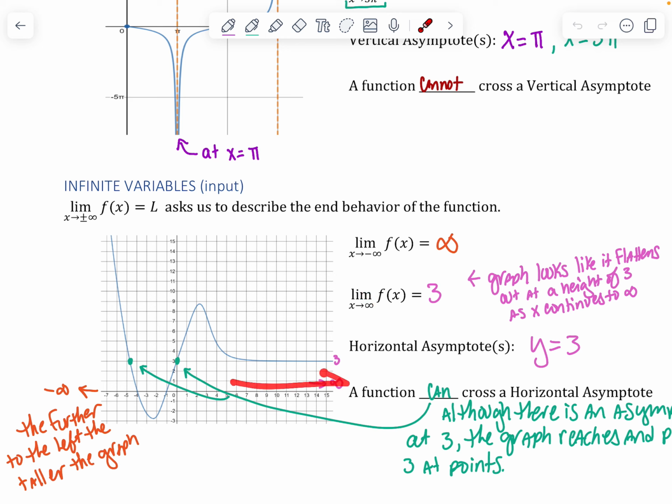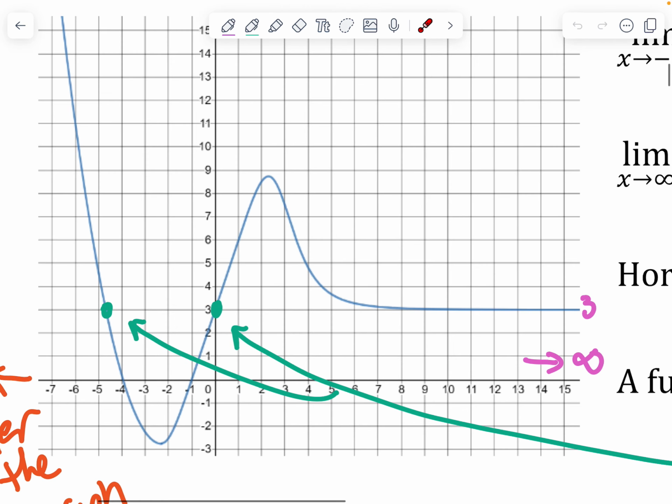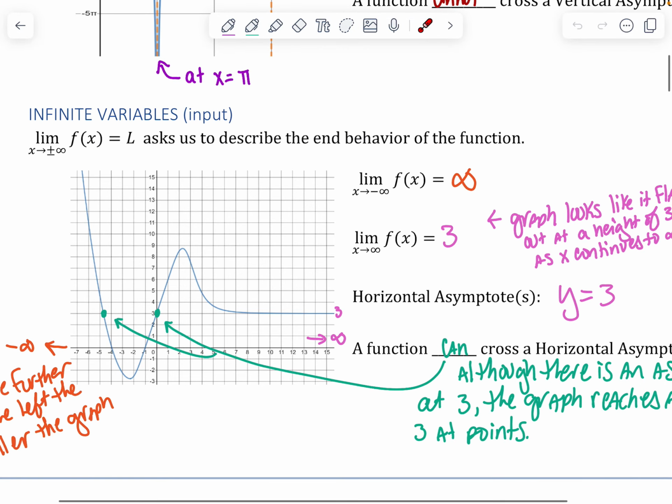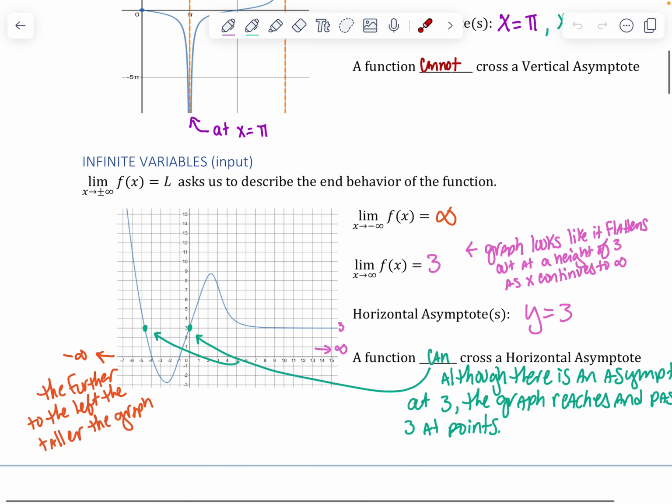But when I'm asked to find the limit as the graph is going in the direction of positive infinity, it looks like it's flattening out at 3. You can see the 3 a little better as I zoom in. So I've got my horizontal asymptote.